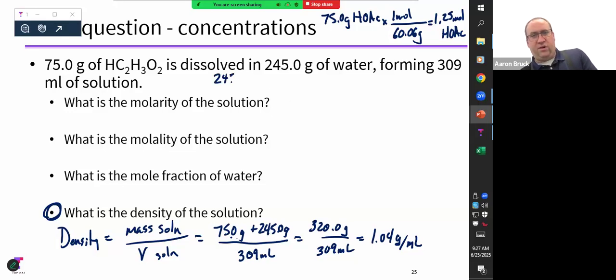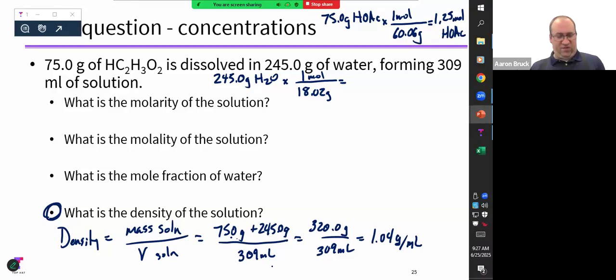And for the water, 245.0 grams of water. Molar mass of water, we probably know this by heart, 18.02. 2 hydrogen, so 2 times 1.01 plus 16. So 18.02. 245 divided by 18.02, to four significant figures because we have four in this mass, is 13.60.